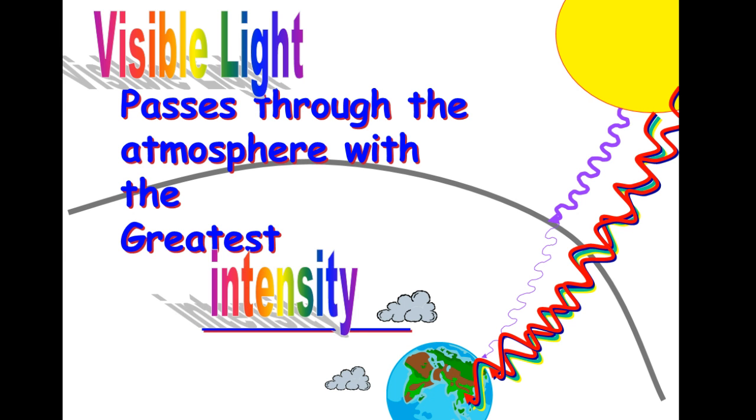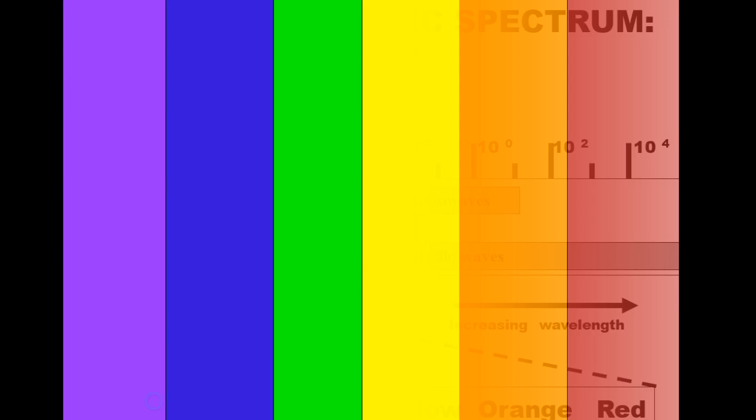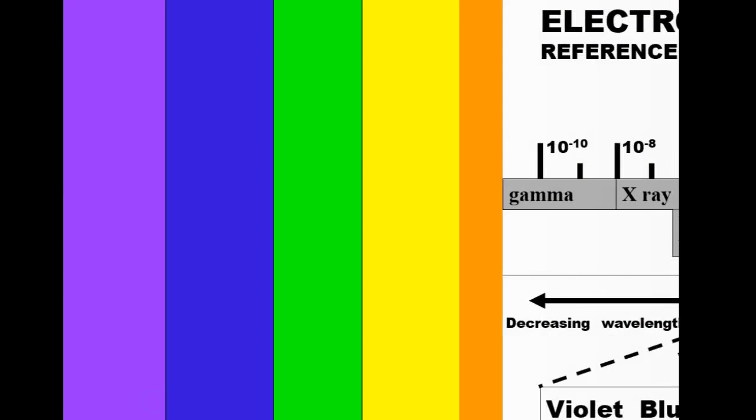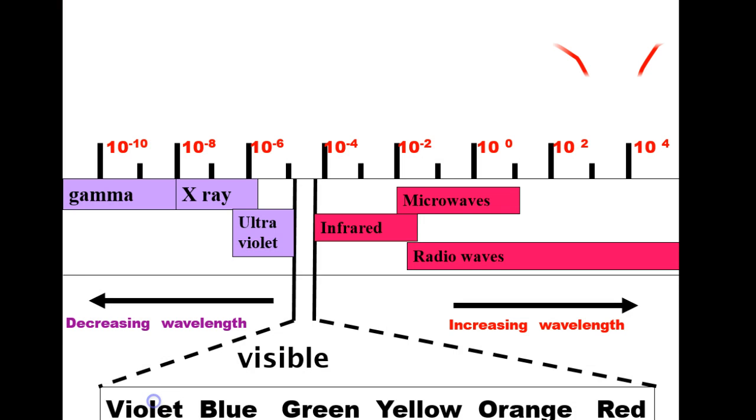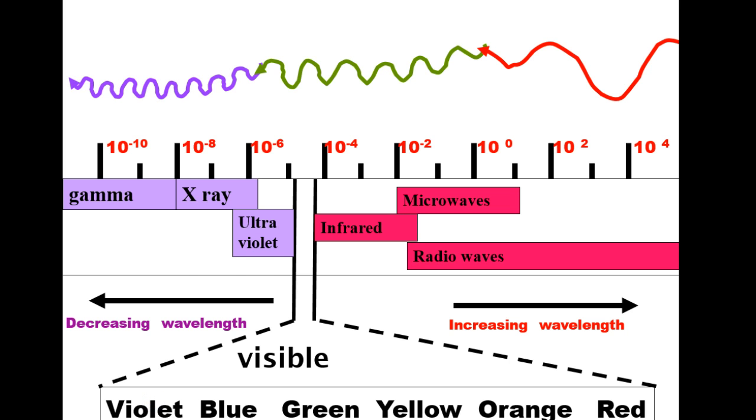Now visible light passes through the atmosphere with the greatest intensity. We see all colors. We see red, we see yellow, we see green, we see blue. So that's how we know that most of the electromagnetic spectrum that passes through to us is visible light. More makes it to the Earth.